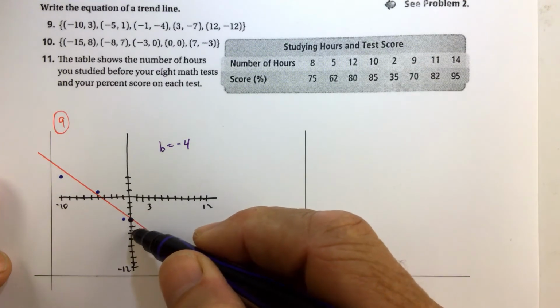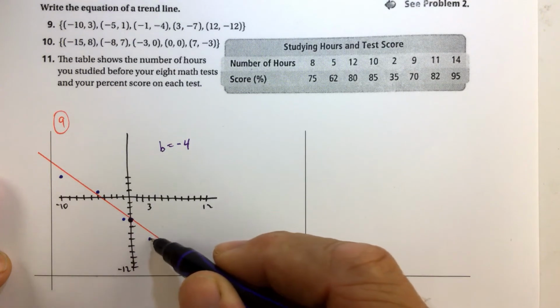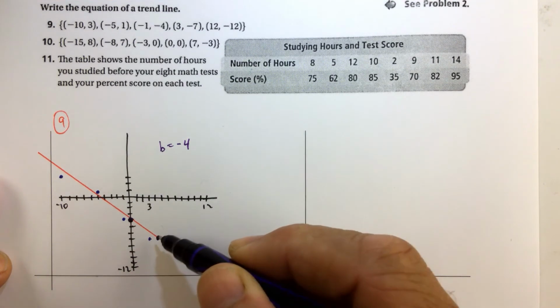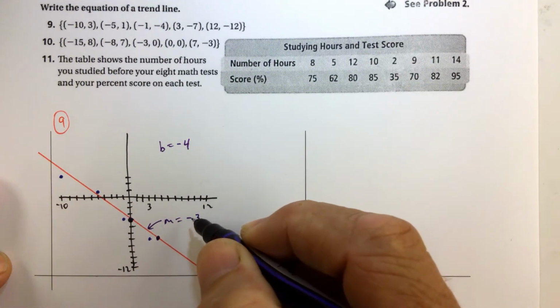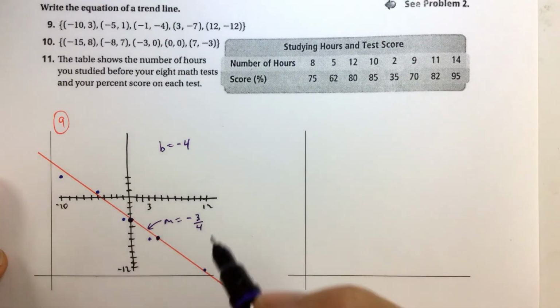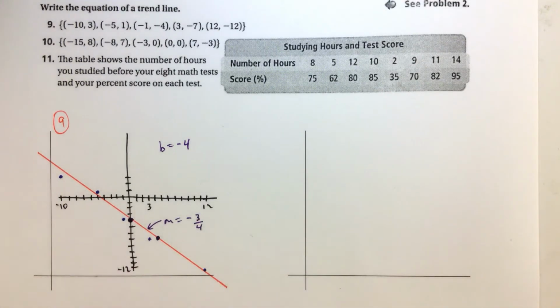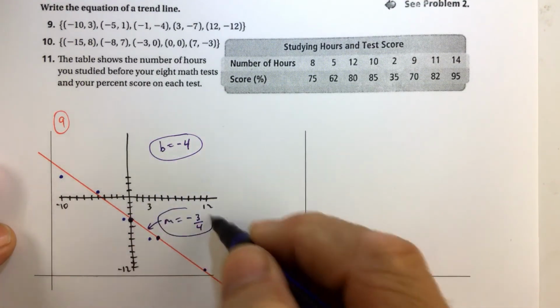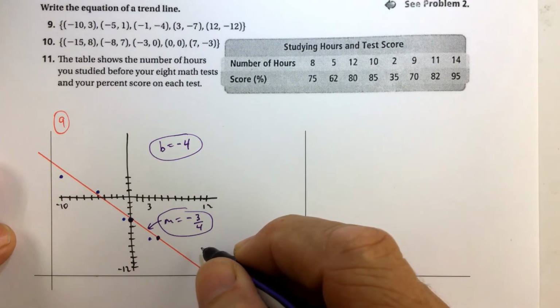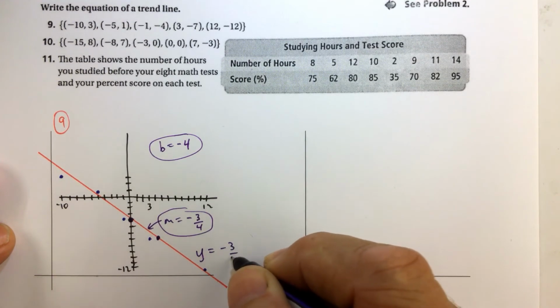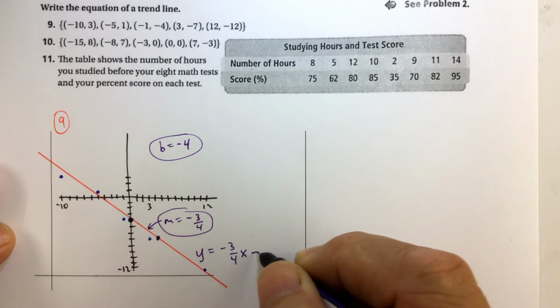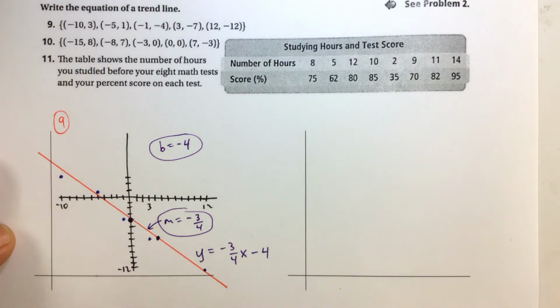So I'm going to count down 1, 2, 3, and over 1, 2, 3, 4, perhaps. So the slope is about down 3 and over 4. It's about that. Again, we just want an estimate. Once we come up with an estimate for the y-intercept and an estimate for the slope, we can show the equation of the trend line, which is y equals the slope, -3/4, our estimate, times x, plus our y-intercept, which is -4, so plus -4.